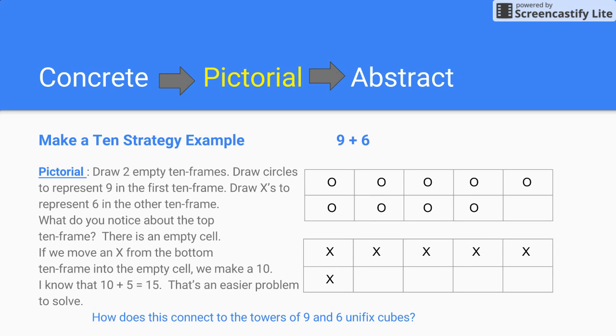Well, it's got an empty cell. Wonder what I could do about that. Well, I could take one of those X's at the bottom, circle it, draw an arrow around, and move it up to the empty cell because I know a full 10 frame equals 10. How much does that leave in the bottom 10 frame? Well, I know a full row is 5. 10 and 5 is 15. Think about how that connects to the Unifix cubes. It's the same concept, but now we're just using a picture.